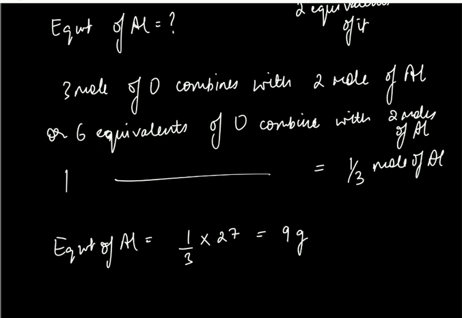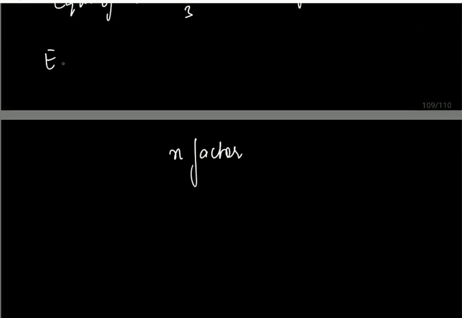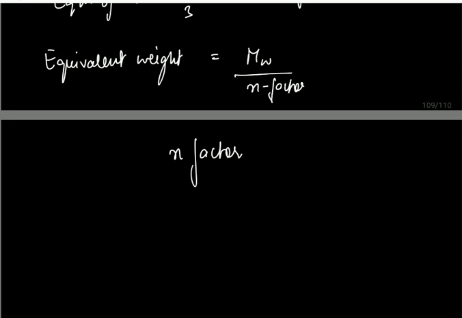Now this is one way of understanding, otherwise we can actually define the n factor. Coming to the n factor part, I'm just writing over here again, equivalent weight is equal to the atomic weight, or gram atomic mass or gram molecular mass, divided by n factor. So we are going to understand this n factor.